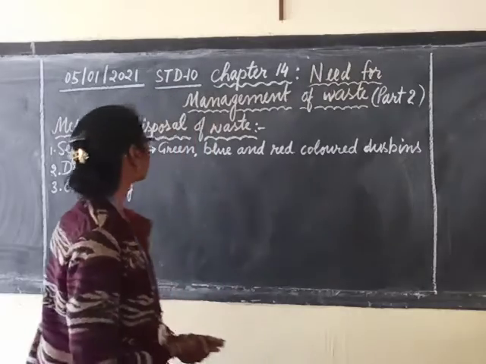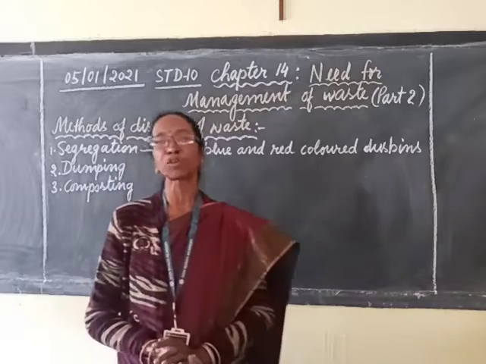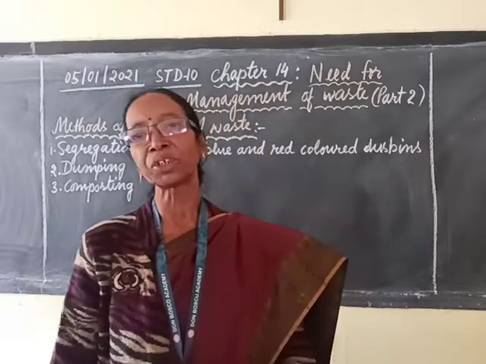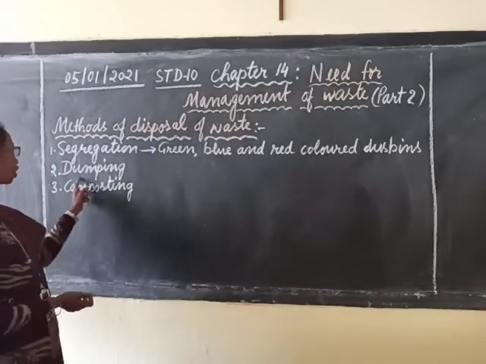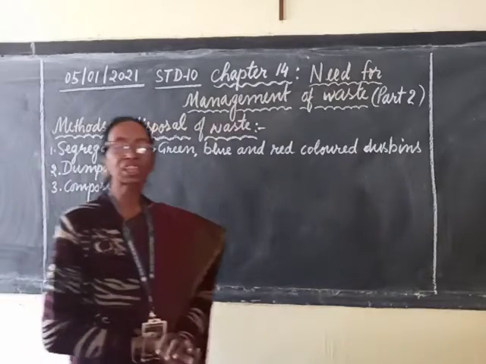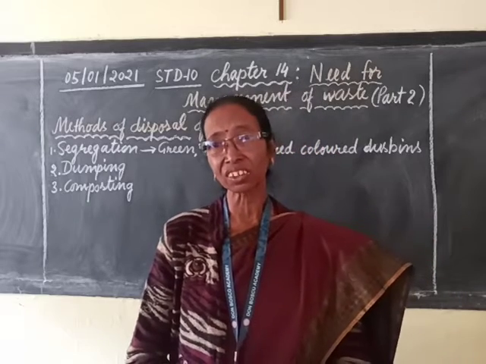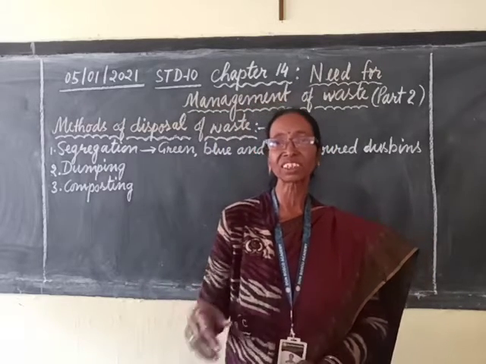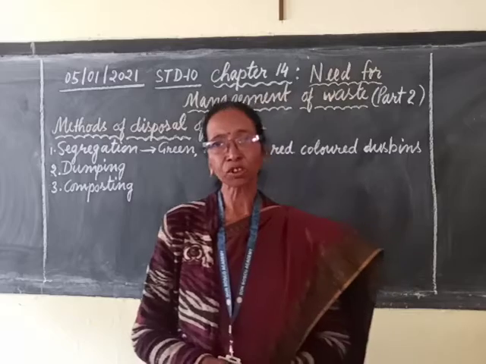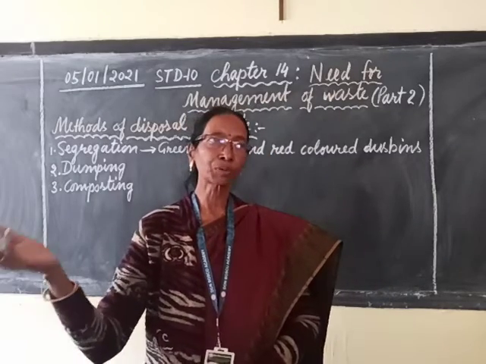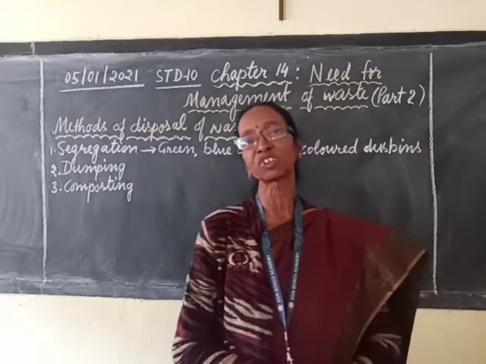So these are the three color dustbins which can be utilized to separate different types of waste material so that it can be treated properly. Second method is dumping. Dumping on an open area is very dangerous because that releases poisonous gases and increases the air pollution, and therefore dumping should be at a particular place far from the city, away from the village, and so that will decrease the pollution.